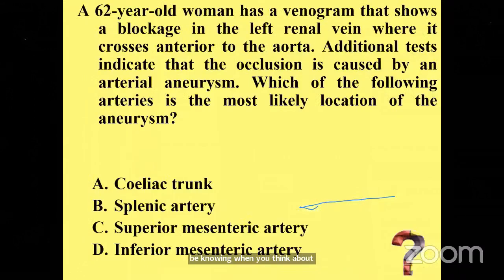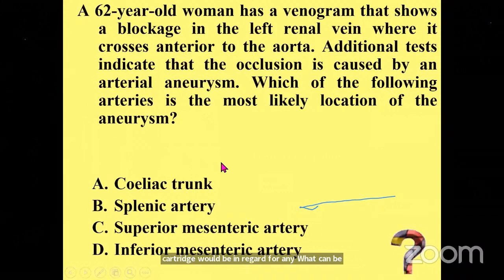Now, a 62-year-old woman has a venogram that shows a blockage in the left renal vein where it crosses anterior to the aorta. Additional tests indicate that the occlusion is caused by an arterial aneurysm. Which of the following arteries is the most likely location of the aneurysm? They have mentioned the left renal vein. The arteries given are celiac trunk, splenic artery, superior mesenteric artery, and inferior mesenteric artery. What can be the answer?